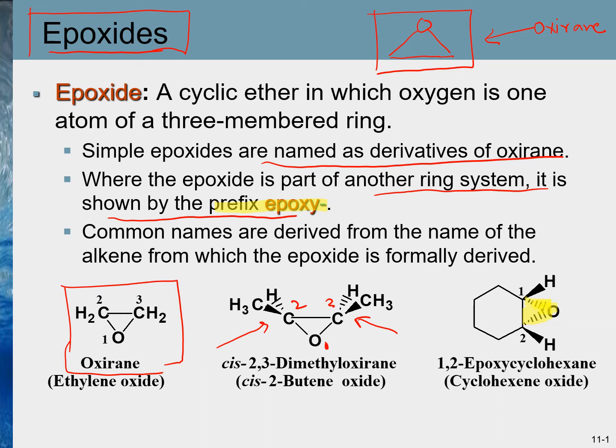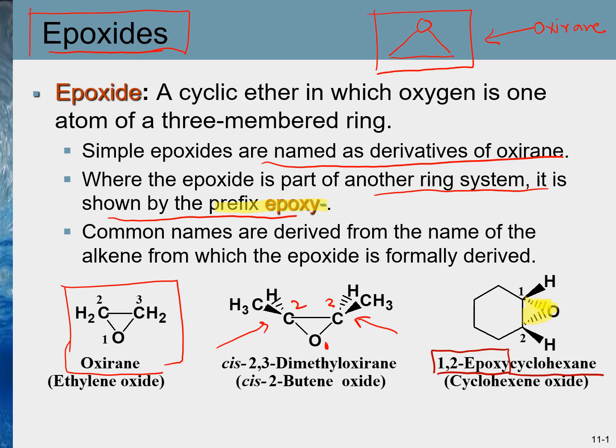So therefore, the name of this compound is 1,2-epoxy. This is the prefix for epoxide, and the rest of the name is the usual cyclohexane name. So it's 1,2-epoxycyclohexane.